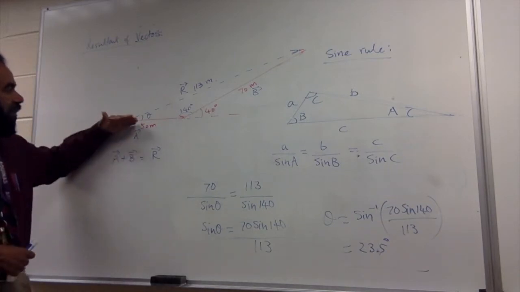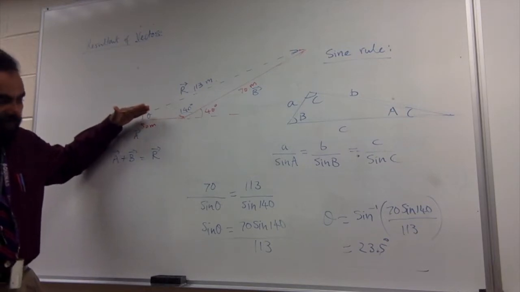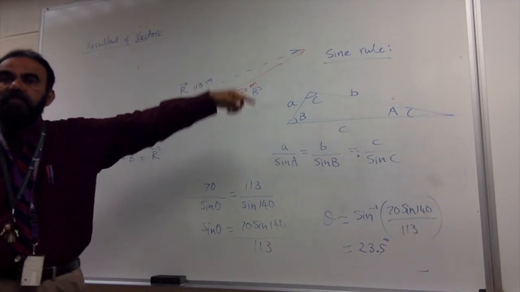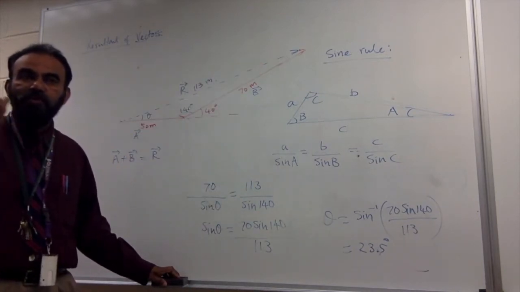So if it took off from here itself, which it can't, of course, imagine it took off from here, add 23.5 degrees and went 130 meters, it would be right there, at the right spot. Okay? Do you understand this? Application of cosine rules and sine rules.